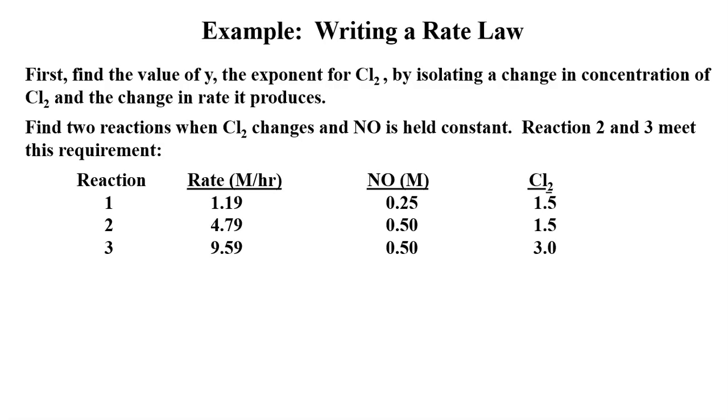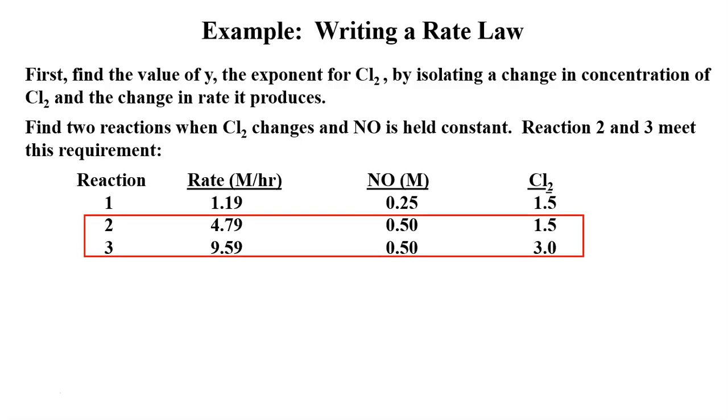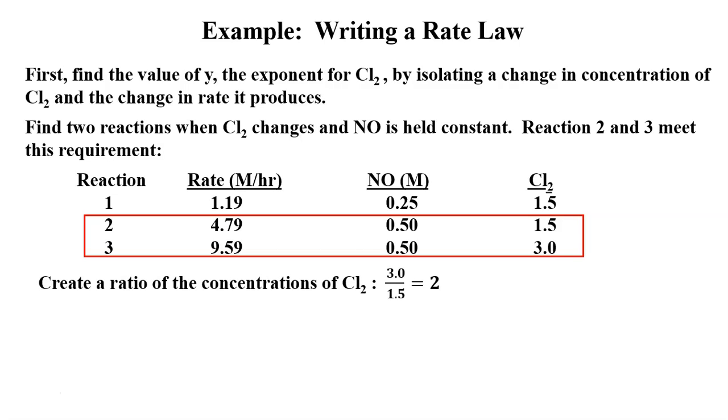So first find 2 reactions where Cl2 changes and NO is held constant. And if you look there, you'll see that reactions 2 and 3 meet that requirement: NO stays the same between those two reactions, but the Cl2 changes. So now we create a ratio just as we did last time between reactions 2 and 3. We're going to put reaction 3 on top. So 3 over 1.5 gives us 2. That's why we did it, so we get a whole number.